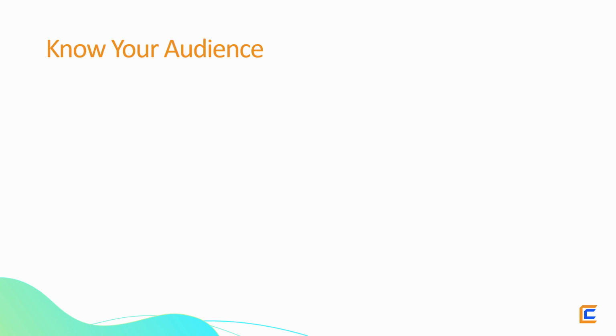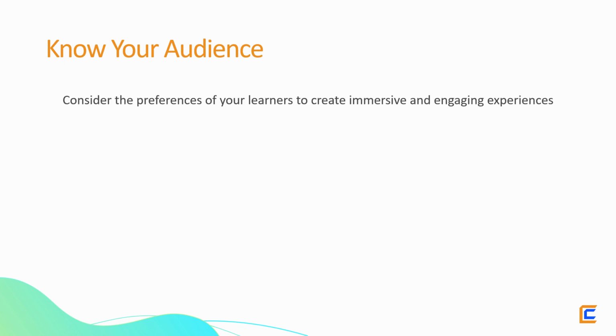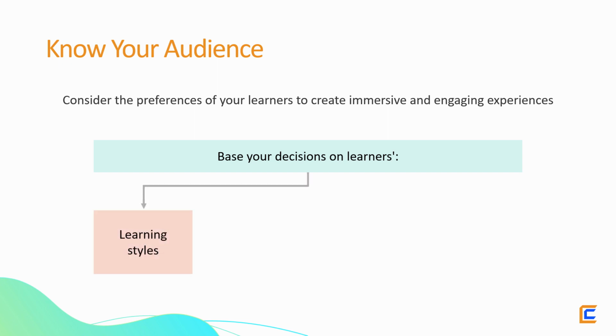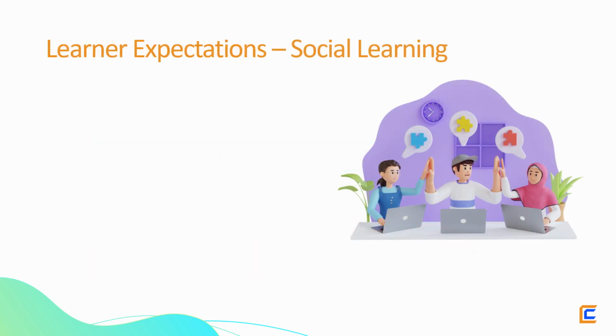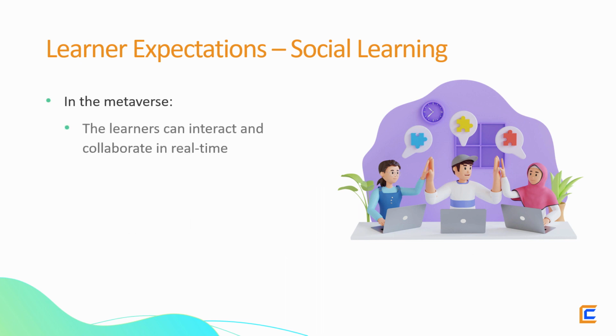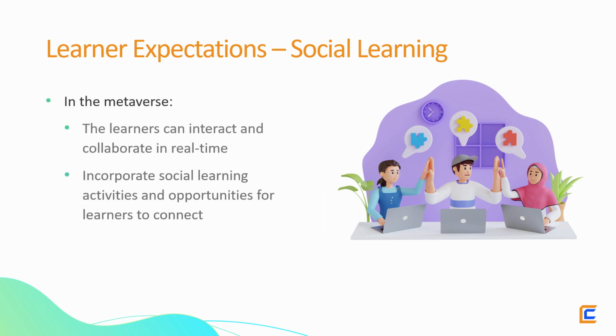Knowing your audience well is the most important aspect while designing any learning experience. It is important to consider the preferences of your learners to create immersive and engaging experiences. All your design and development decisions should be based on what can make your training effective for your target audience. This requires that you have a solid understanding of your learners' preferred learning styles, design preferences, and any experiences they may have. The Metaverse is a great platform for social learning as it allows the learners to interact and collaborate in real time. Consider incorporating social learning activities and opportunities for learners to connect.